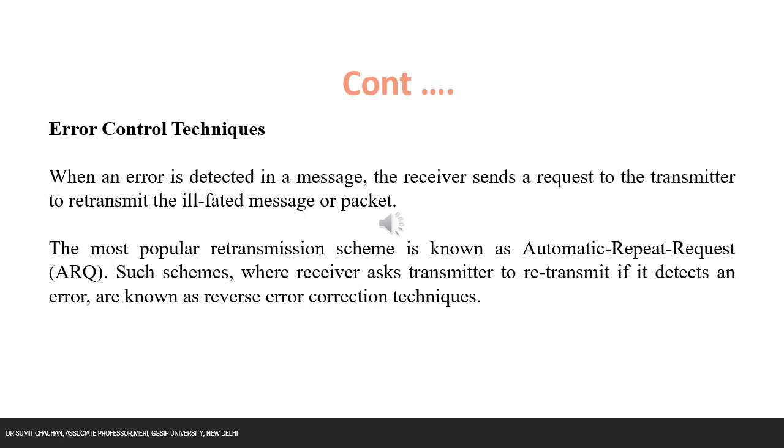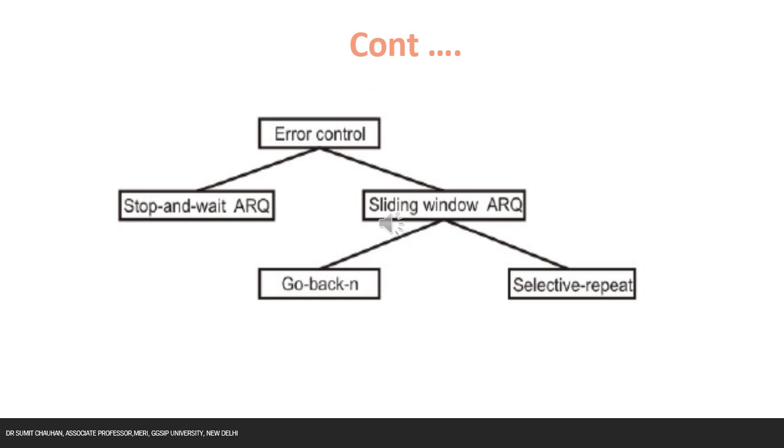The most popular retransmission scheme is called ARQ, automatic repeat request. Such schemes where the receiver asks the transmitter to retransmit if it detects an error are known as reverse error correction techniques. So in error control we have two: stop and wait ARQ and sliding window ARQ, and in sliding window ARQ we have go back N and selective repeat protocols.